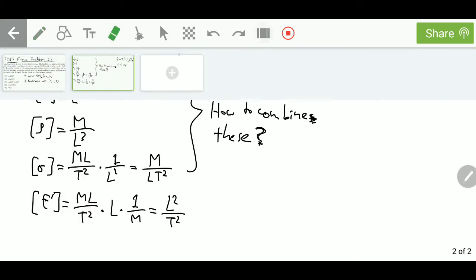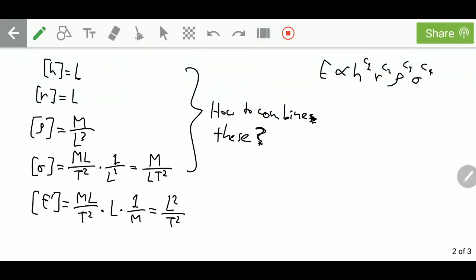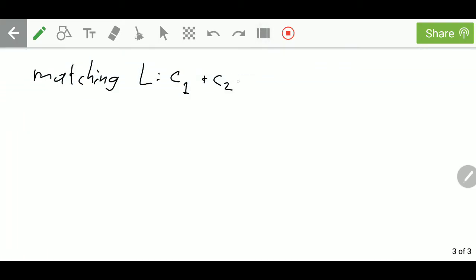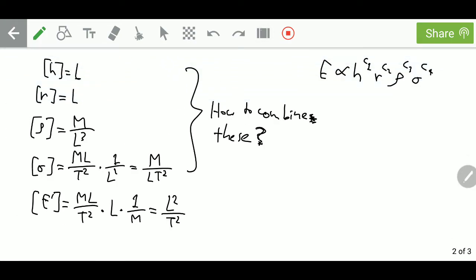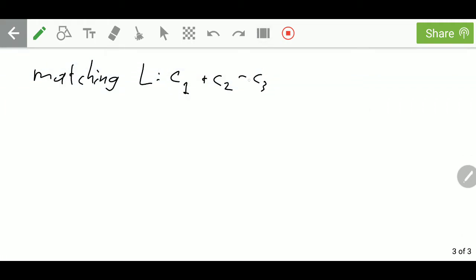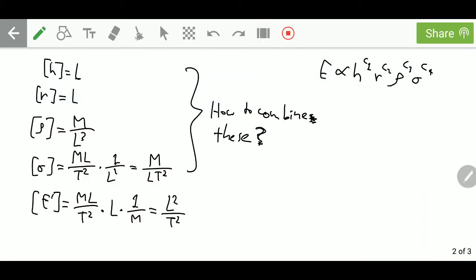Matching length, we will have c1 plus c2. Then rho has L cubed in the denominator, so we'll get minus 3 c3. And then sigma has 1 L in the denominator, so we'll get minus c4. That equals 2, since we have L squared in the numerator for E prime.